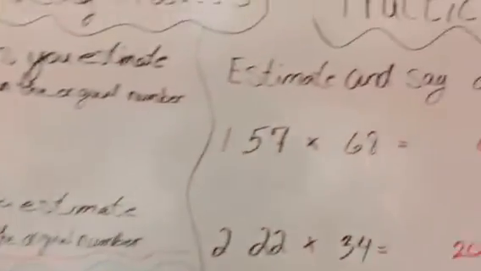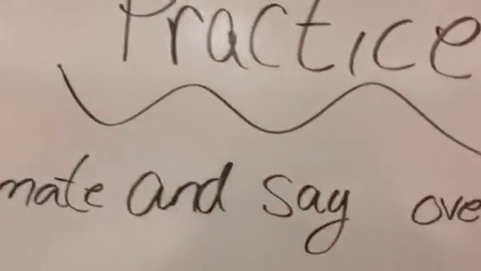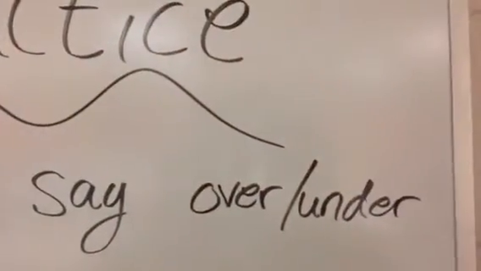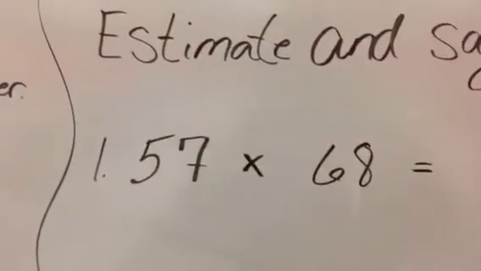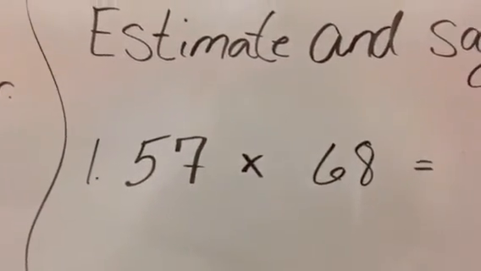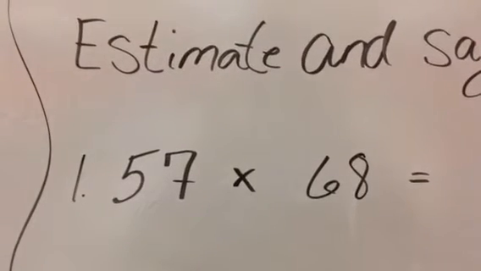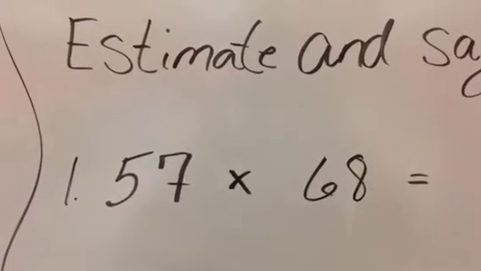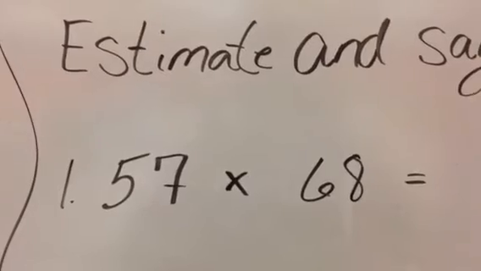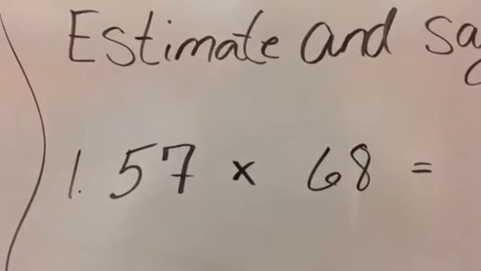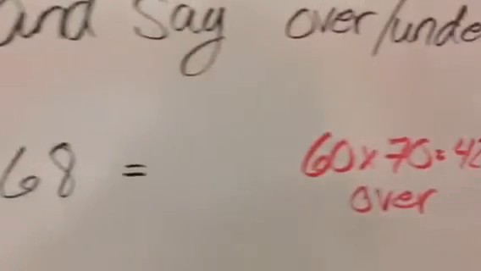Let's do some practice. For this one, I want you to estimate and say whether it's an overestimate or an underestimate. So let's look at the first one, 57 times 68. Pause your computer and say what numbers you're going to estimate it to, and is it going to be over or under.